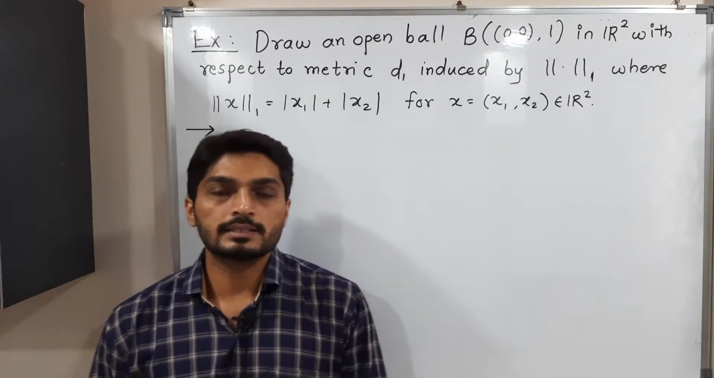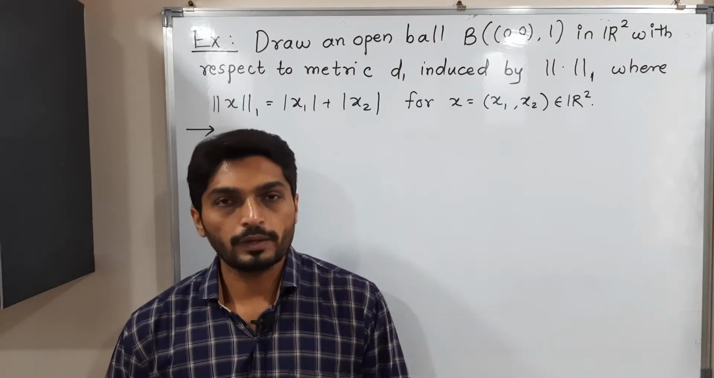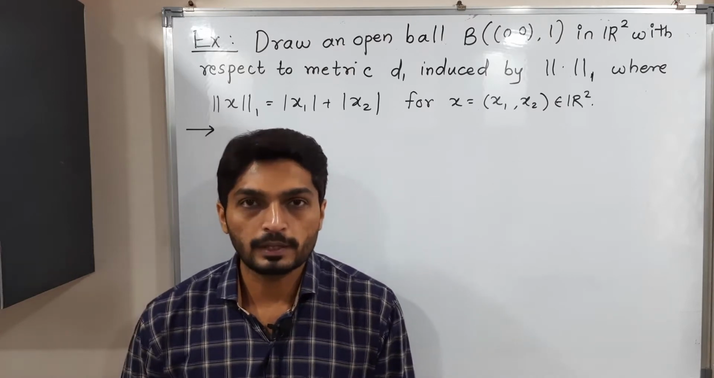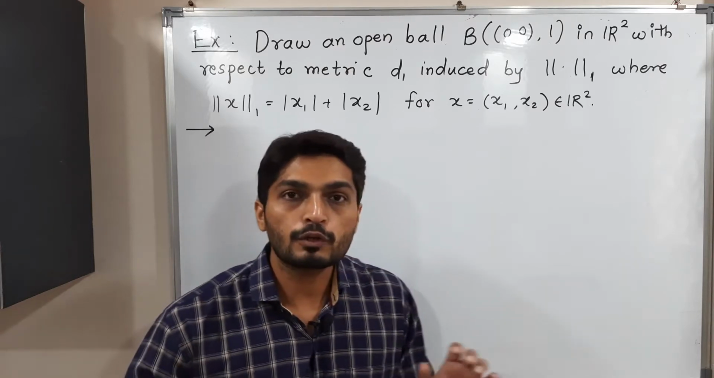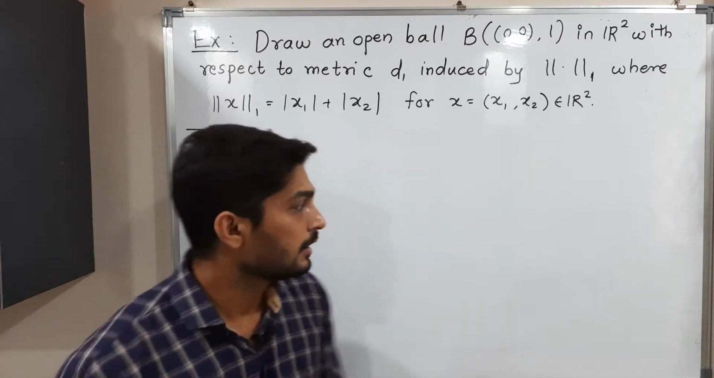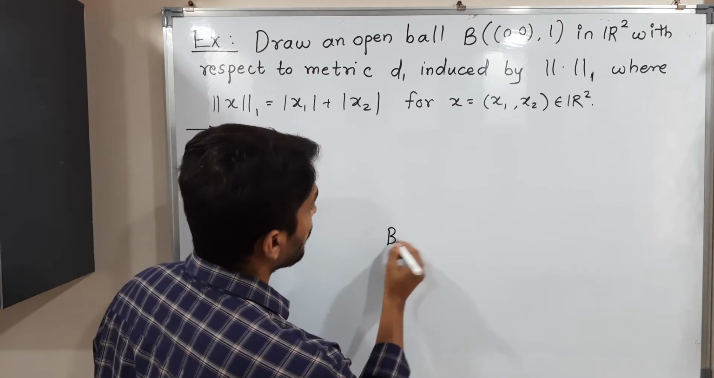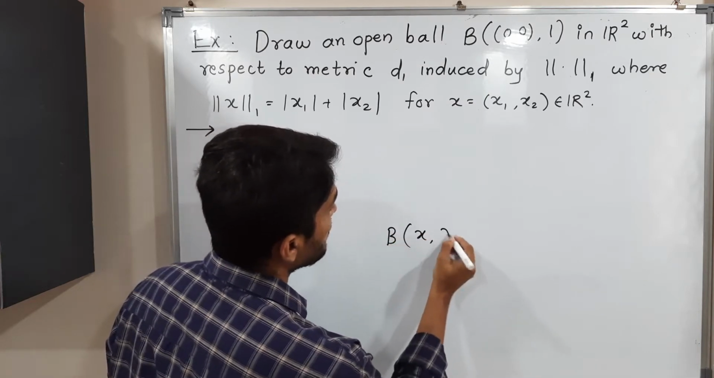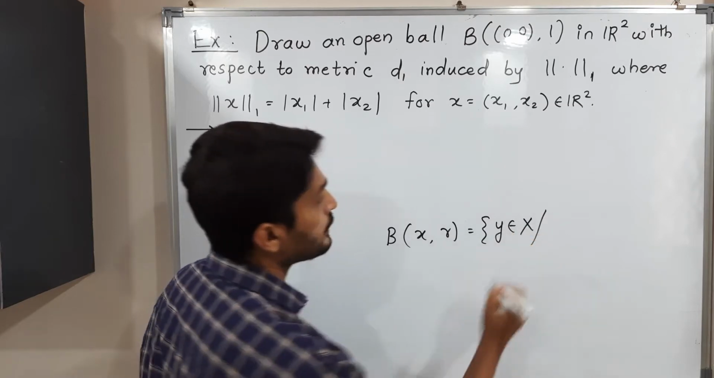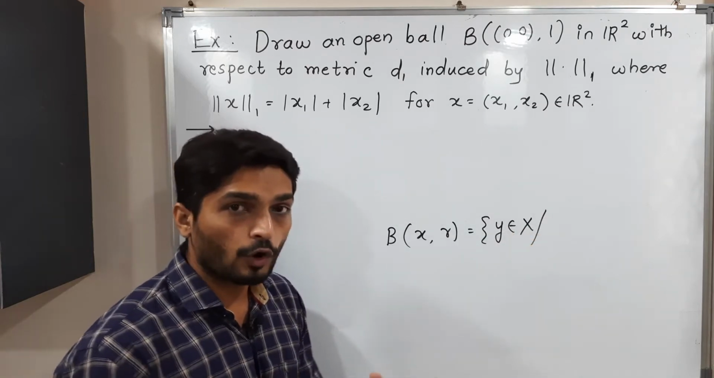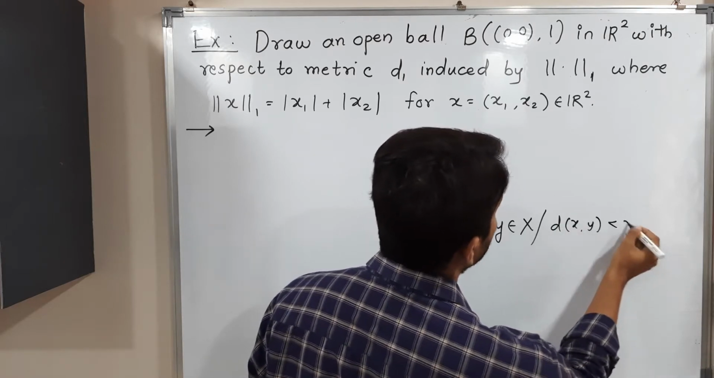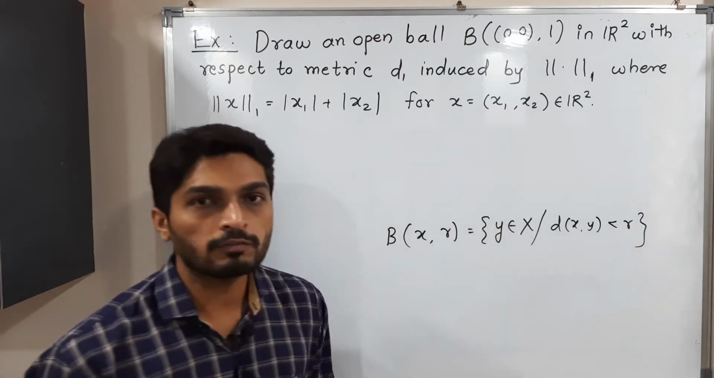So let us discuss this example of open ball. We are already familiar with the open ball definition and a few examples we have also seen. I will write the definition of open ball first, and then we will go for this example. An open ball with center x and radius r is defined as a collection of all points of X whose distance from x is less than r. So this is the definition of open ball.